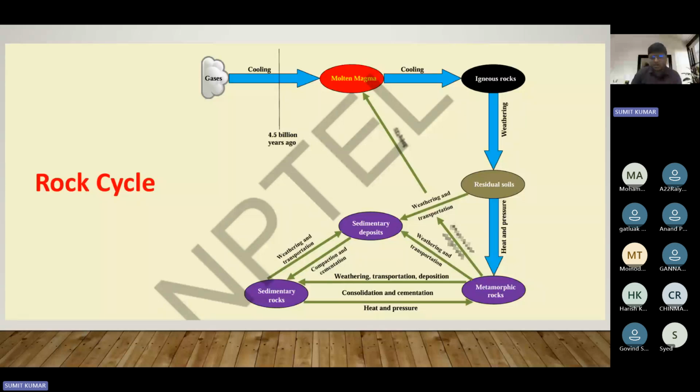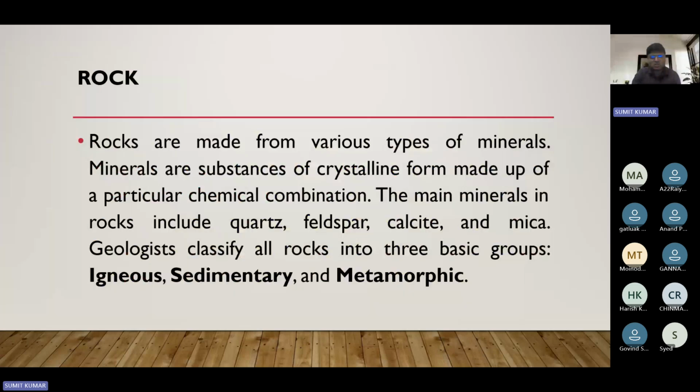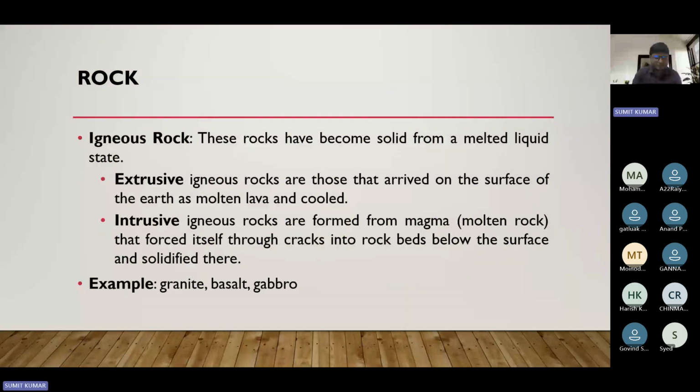And the metamorphic rock gets converted into the sedimentary deposit by weathering and transportation process. How it will take place, we will see in the definition. But these are the three basic groups which are classified by the geologist. Now see, he started with the igneous rock.